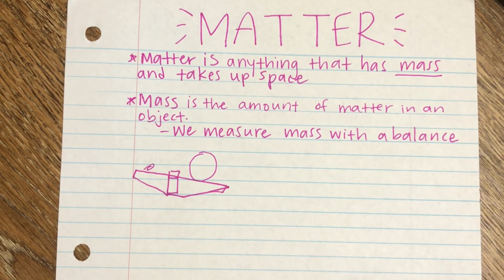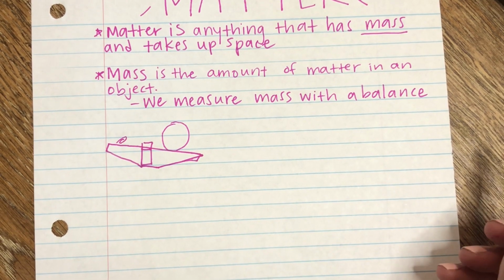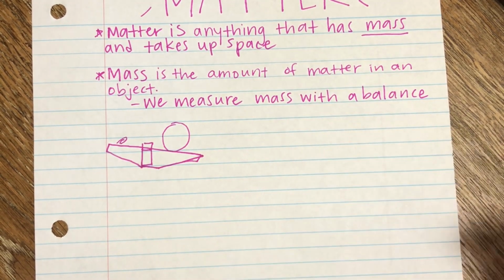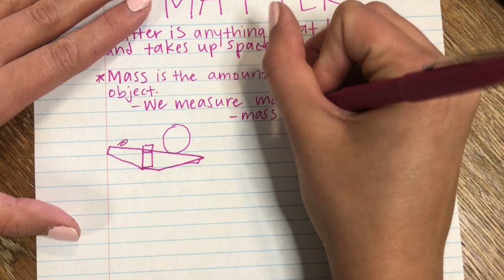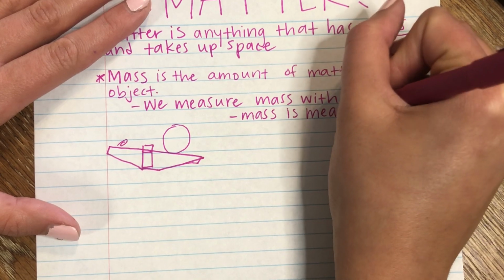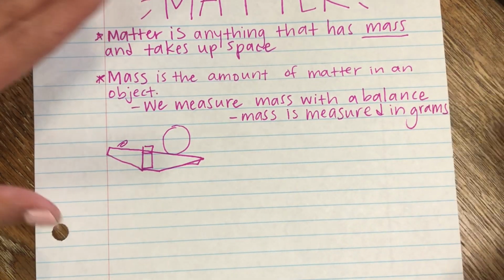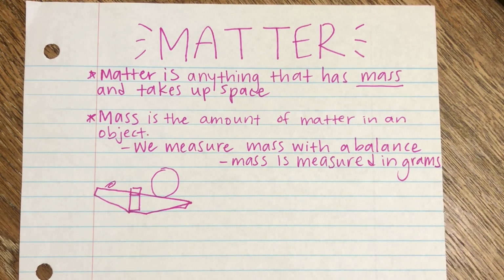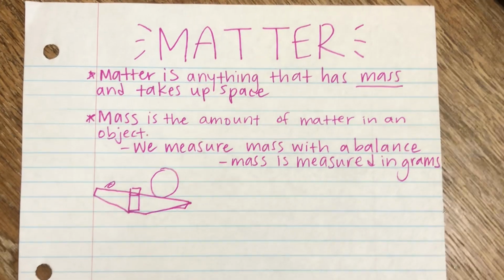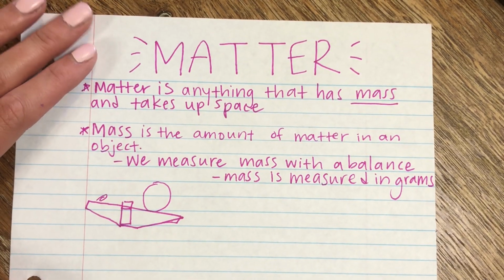There's another type of balance that I'm not going to draw because that would take a lot of time. It's called a triple beam balance, and it measures the exact mass of an object, kind of like we would see for weight. So mass is measured in grams. Just like weight is measured in pounds or ounces, mass is measured in grams, which is part of the metric system, which is a group of measurement units that people use, especially in science, okay?